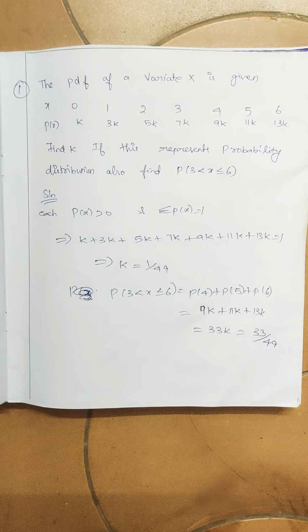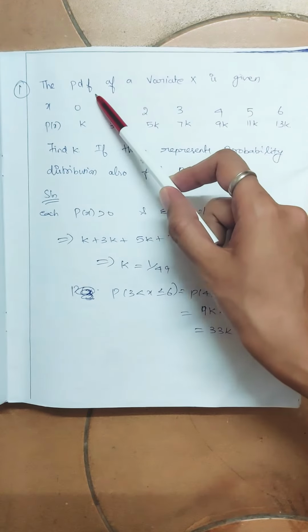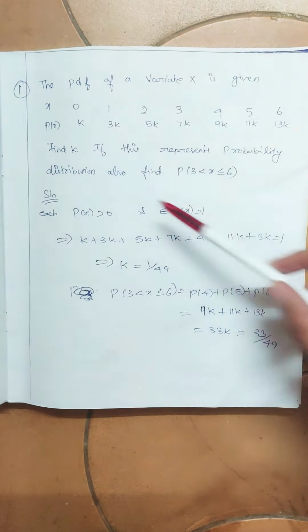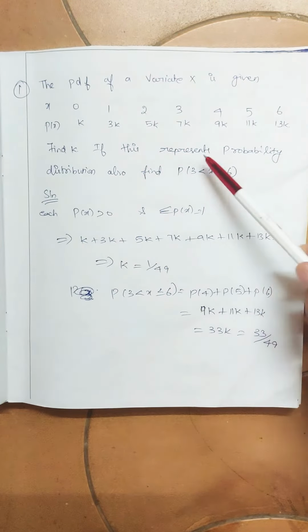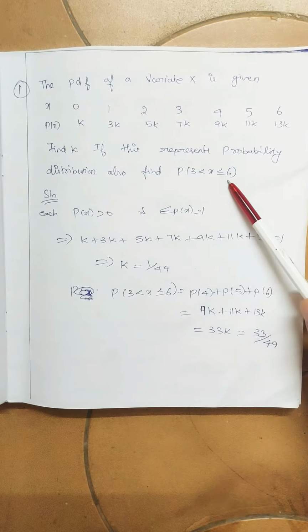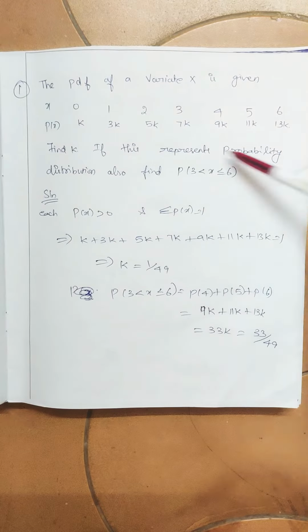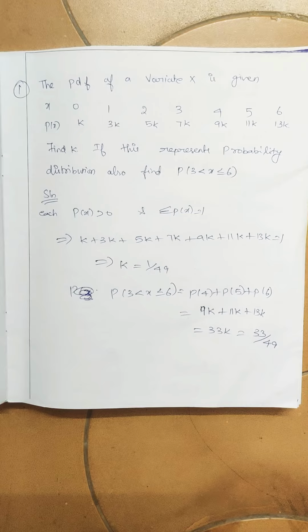Okay. So, let's see the first problem. The PDF of a variable x, that is the probability density function of a variable x, is given. So this is x, this is the corresponding probability. Find k, if this represents the probability distribution. Also find P of 3 less than x less than or equal to 6. The moment you see the tabular column, first of all we have to fix whether it's discrete or continuous. For each value there is a corresponding value of k, so it is discrete. If it's continuous, they will give it in an interval. Okay, fine. So this is a discrete random variable.